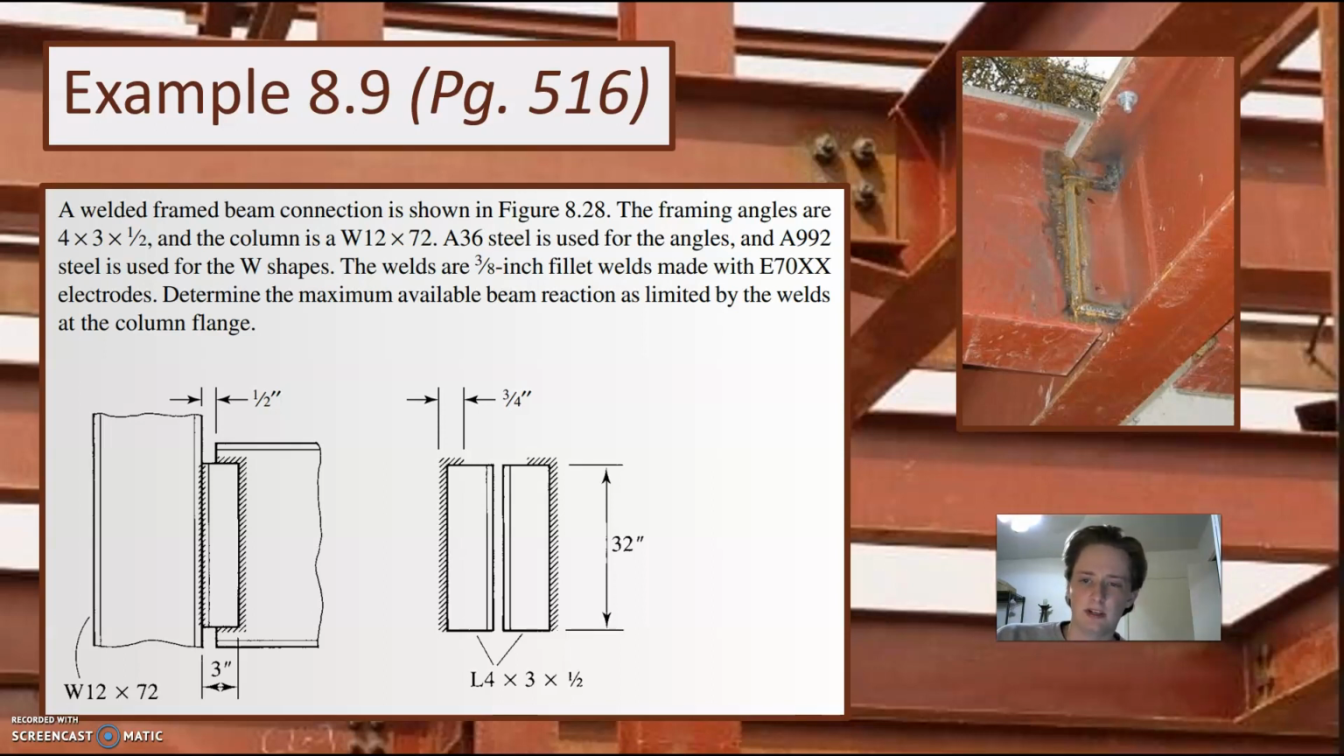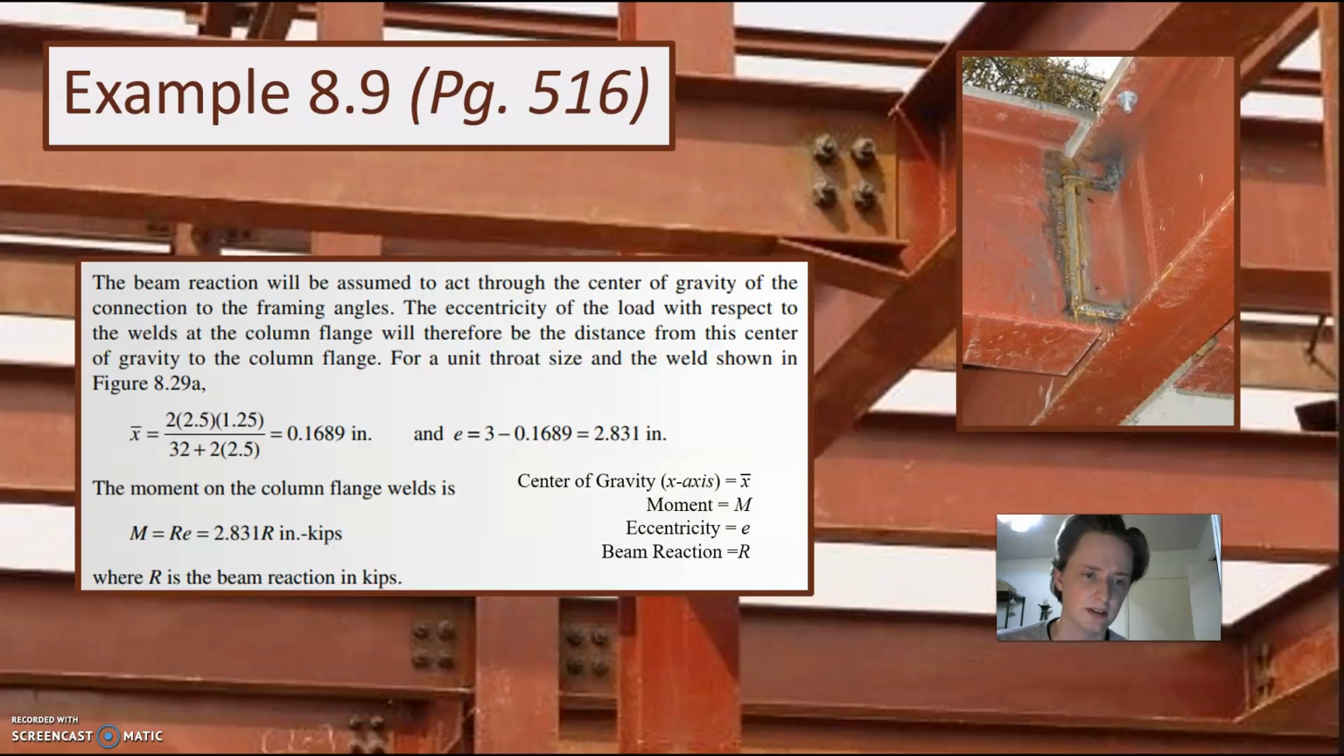If you look at your top right, you'll see a real-life example of a similar type of connection. It is a welded framed beam connection, yes, but it is a beam-to-beam connection instead of a beam-to-column connection. So it's not a perfect example, but it gives a little structure and a little bit of real-world example to this problem. In this problem, we're going to determine the maximum available beam reactions as limited by the welds at the column flange.